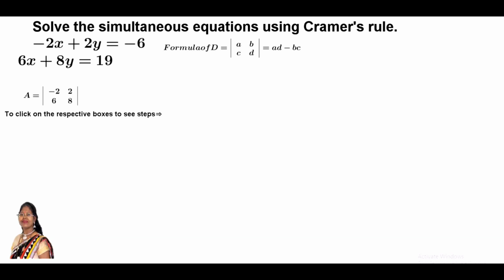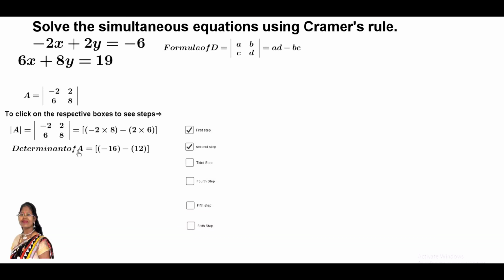Click on the respective boxes to see the steps. First step, A is equal to minus 2, 6, 2, 8 in the given format. Cross multiplication between minus 2 and 8, and 2 and 6. Therefore, minus 2 into 8, minus 2 into 6. Second step, determinant of A is equal to minus 16 minus 12. Then third step, therefore D is equal to minus 28. This is the determinant of the given equations.